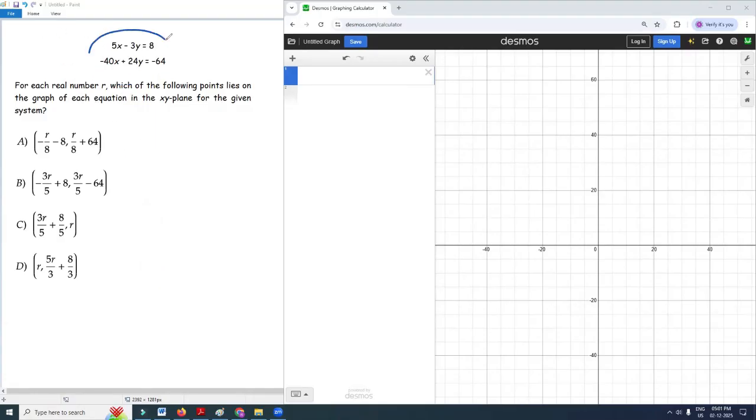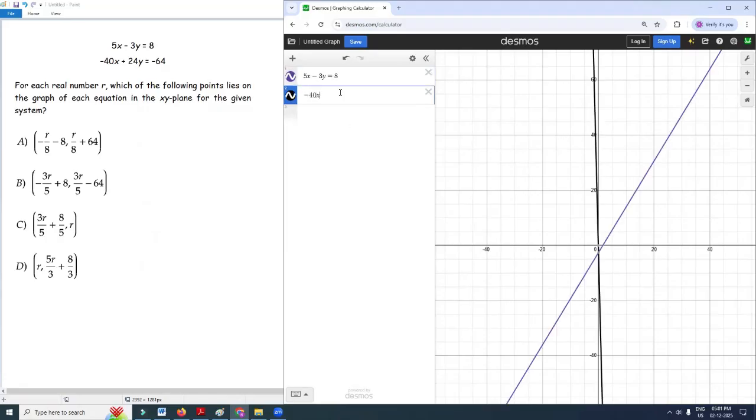Okay, now let me take both the linear equations in Desmos. Let me take the first equation, that is 5x - 3y = 8. Okay, now let me take the second equation, that is -40x + 24y = -64. Here, for both the equations, I am getting the same graph, that is a line in Desmos.